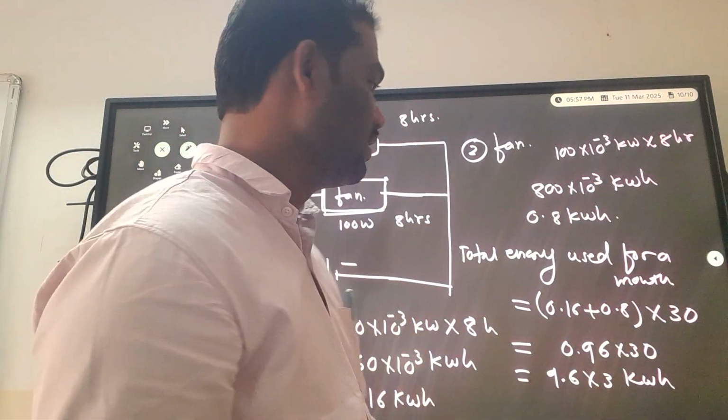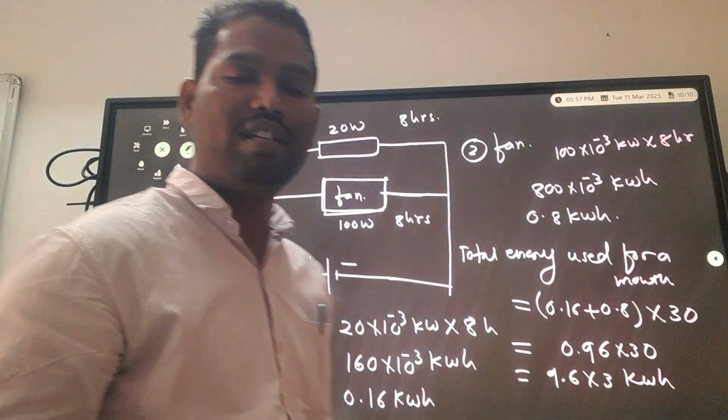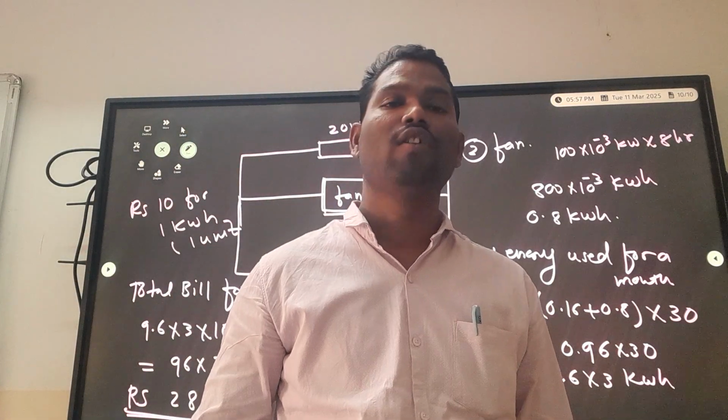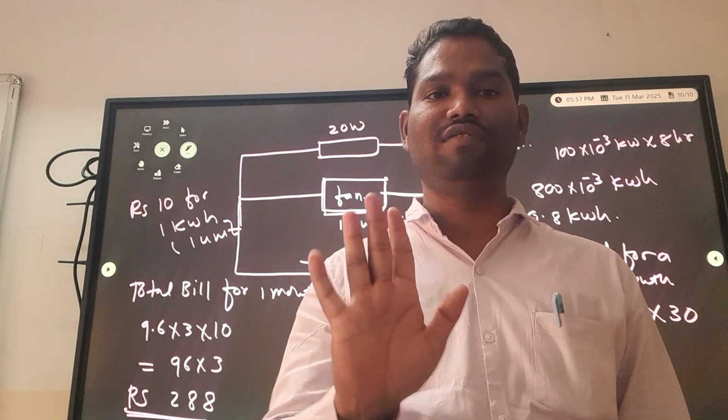For 1 month. In this way we can measure the electricity bill with different appliances for different durations. Okay, hopefully you have understood all the things in this fast revision series.